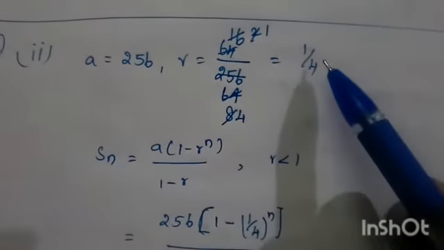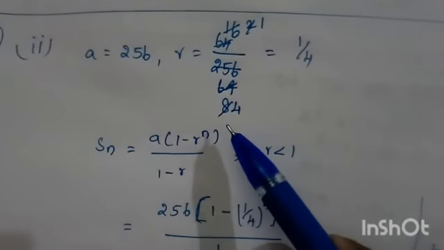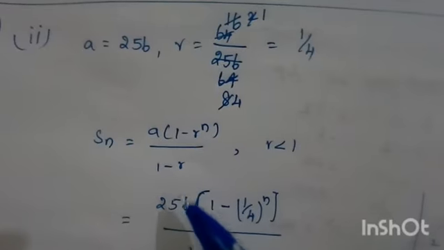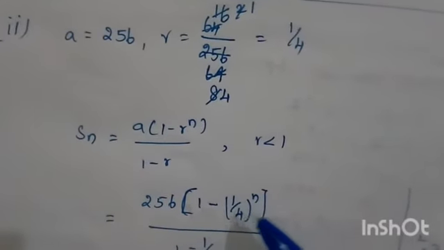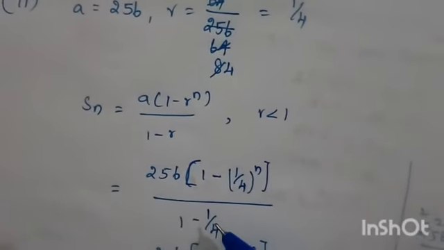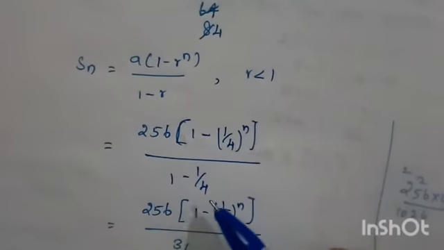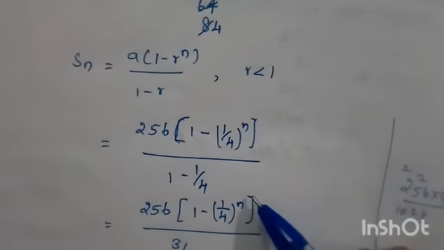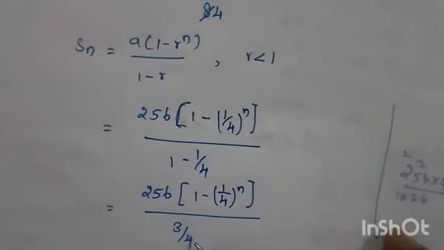Since r is 1 by 4, which is less than 1, we have to select the formula Sn equals a into (1 minus r power n) by (1 minus r). The value of a is 256, r is 1 by 4, so 256 into (1 minus (1 by 4) whole power n) by (1 minus 1 by 4). For the denominator, take the LCM: 4 minus 1 is 3 by 4.